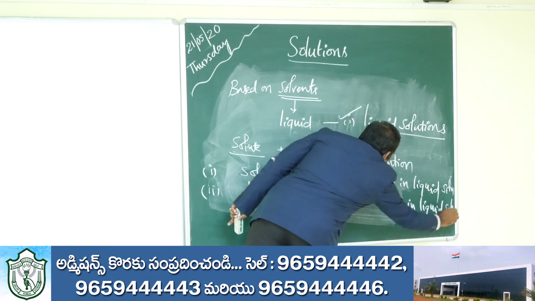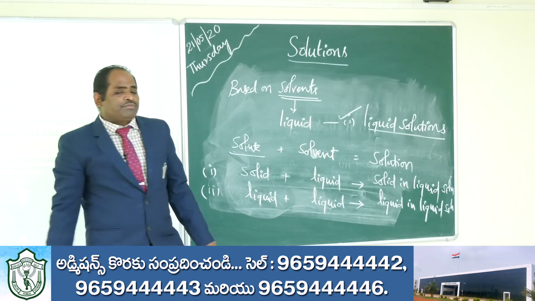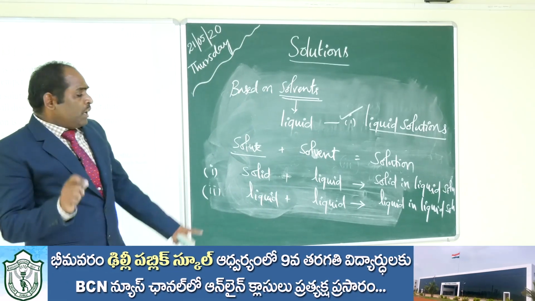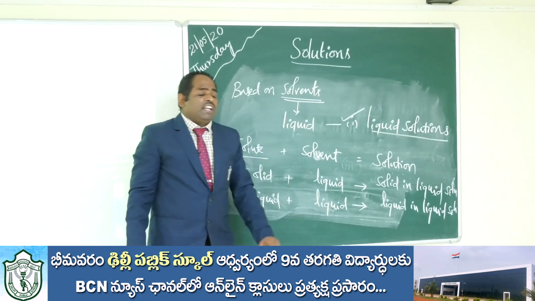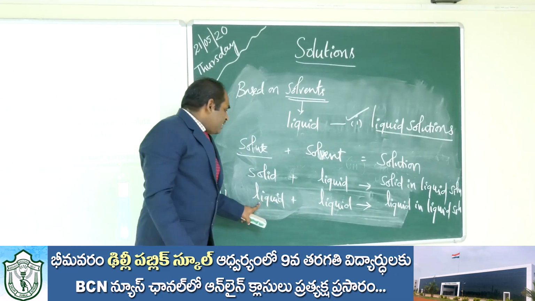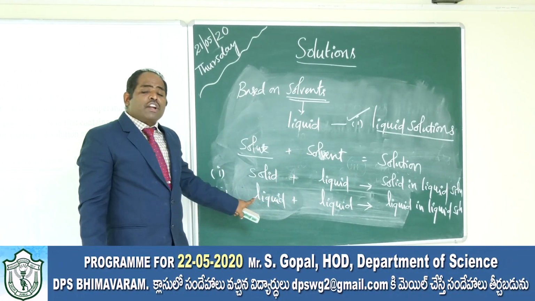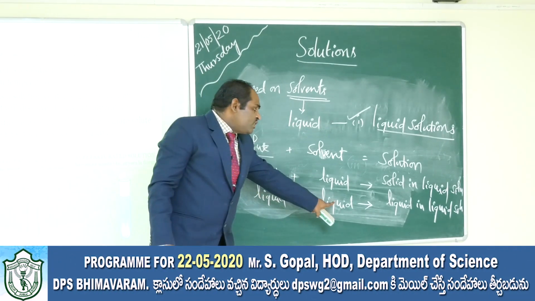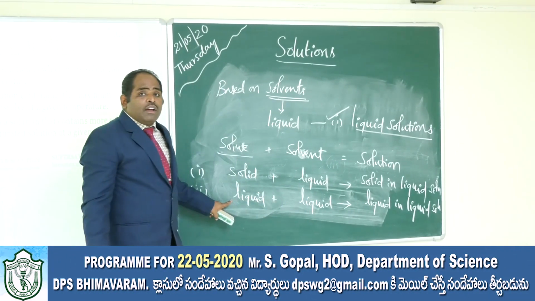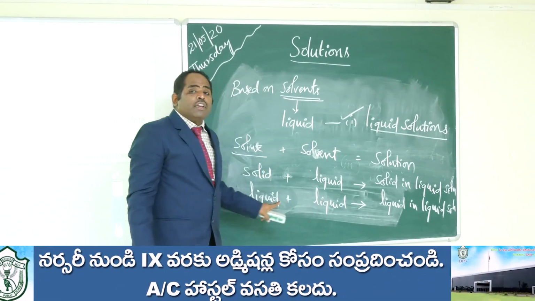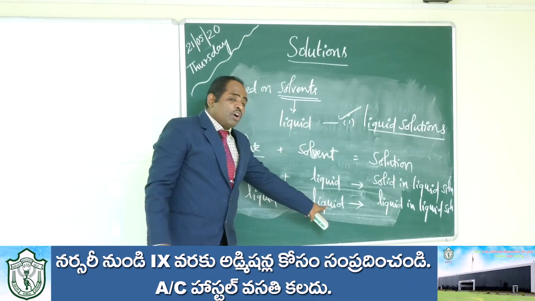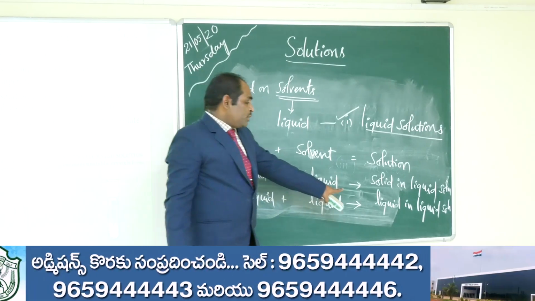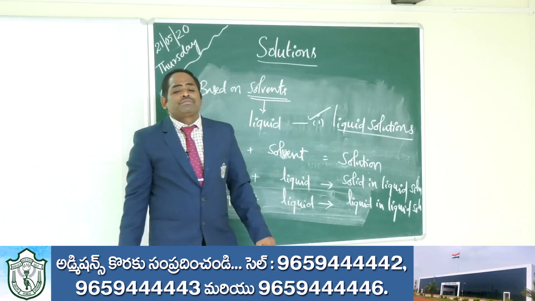Okay. Liquid in liquid solution. Solid is the smaller component and liquid is the larger component, that is called a liquid in liquid solution. Again liquid in liquid: water and alcohol. If you take water as the smaller component, and alcohol as the larger component, it becomes a liquid in liquid solution.